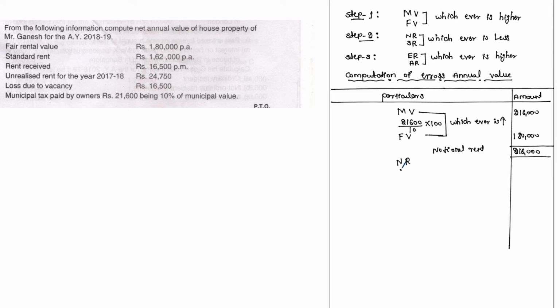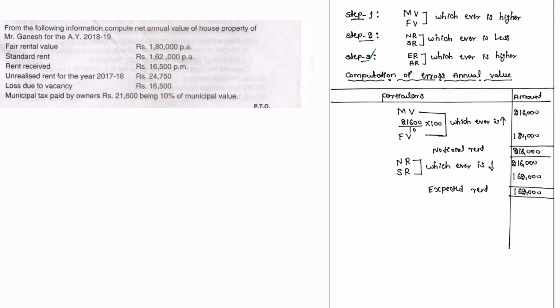Step number 2, notional rent or standard rent. Notional rent 2,16,000. Standard rent given in the problem 1,62,000. Whichever is lower. So in these two amounts, the lower amount is 1,62,000. This will be the expected rent.